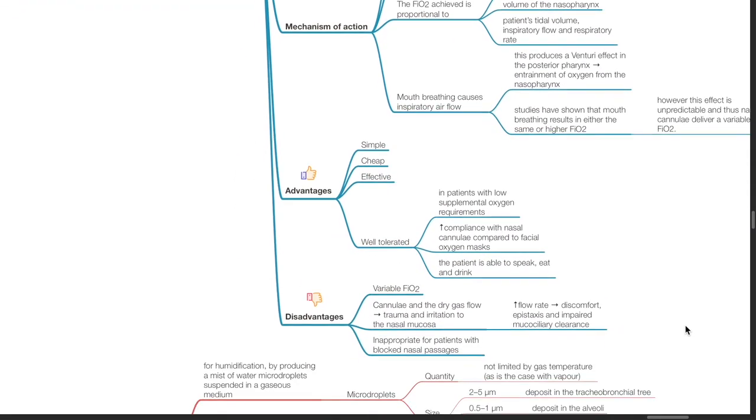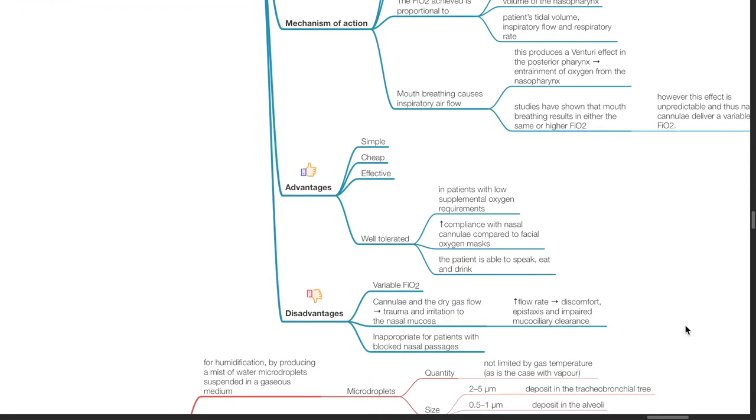Advantages of nasal cannulae include it is cheap, simple, effective, and well tolerated. The patient is able to speak, eat, and drink. There is higher compliance with nasal cannulae compared to facial oxygen masks. Disadvantages include variable FiO2 delivered. The cannulae and dry gas flow may cause trauma and irritation to the nasal mucosa. Increased flow rate causes discomfort, potentially causing epistaxis and impaired mucociliary clearance. The nasal cannulae is inappropriate for patients with blocked nasal passages.